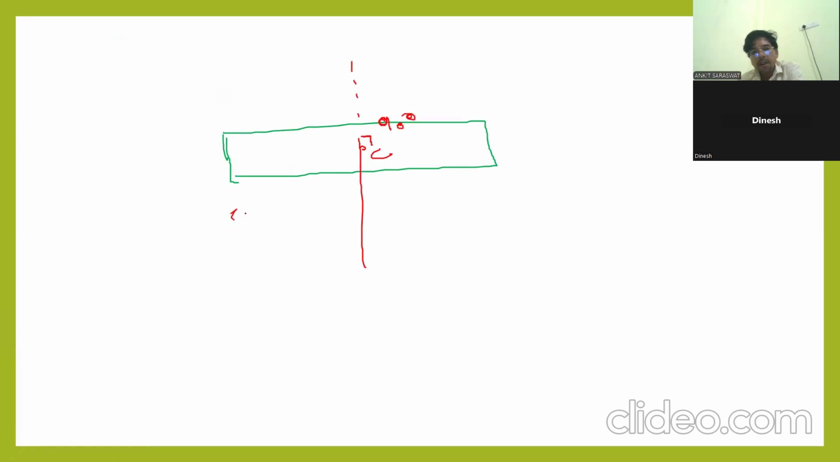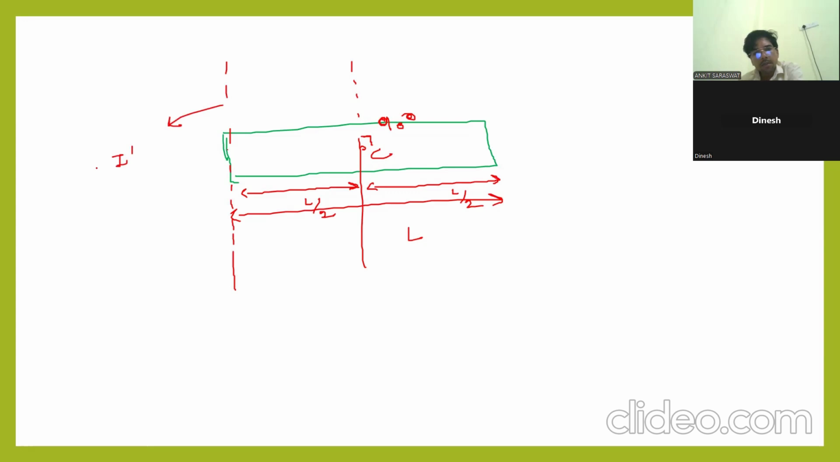For a rod, if the axis is passing through the center of mass like this, and it is perpendicular, rod length is L. If this is L, this is L by 2. I am asking, what is the moment of inertia about this axis, which is passing through one of its ends?